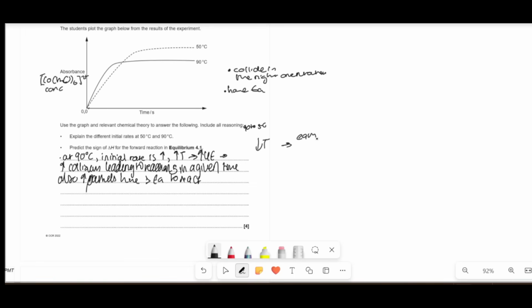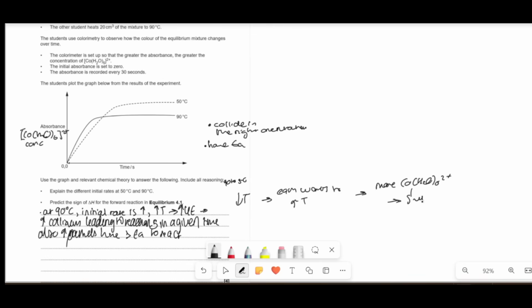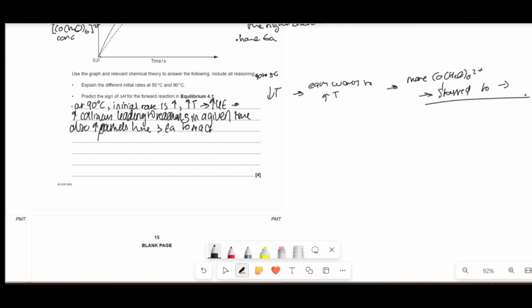But the equilibrium wants to counteract the change. The equilibrium wants to increase the temperature. And how does it do that? Well, in this case, it's done it by making more CoH2O6, and in our example, we can see that is on this side, so the equilibrium has shifted that way. So it's shifted to the right. So if that means that this shifting to the right increases the temperature, that must mean that it is an exothermic reaction. And there you go.